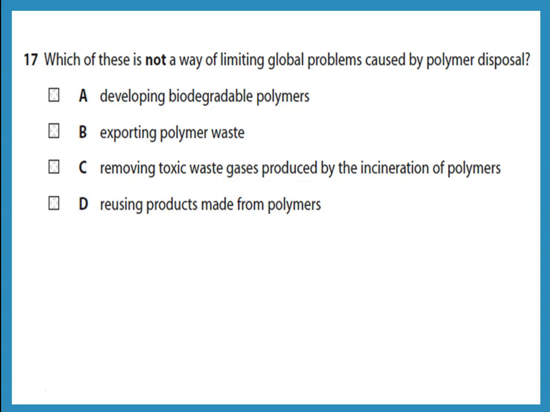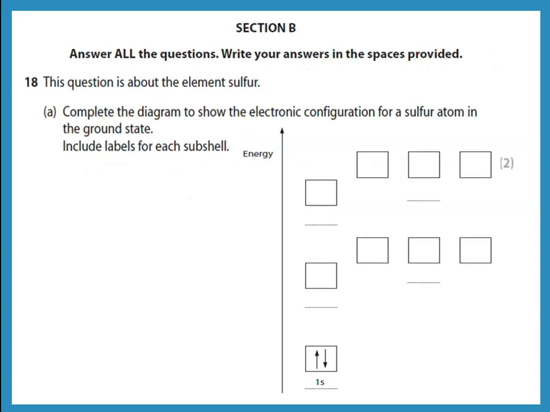Okay, which of these is not a way of limiting global problems caused by polymer disposal? So which will not help to overcome the problems of polymer disposal? Remember that when we talked about polymers, we said the problem with polymers is, first of all, most of them are non-biodegradable. So developing biodegradable polymers would actually help. But exporting polymer waste, that's not something that will help to overcome our problems. Removing toxic waste gases, that's a good process that we can do. Reusing products, that would save energy, so that is a good approach. But exporting polymer waste would not help to overcome the problem.